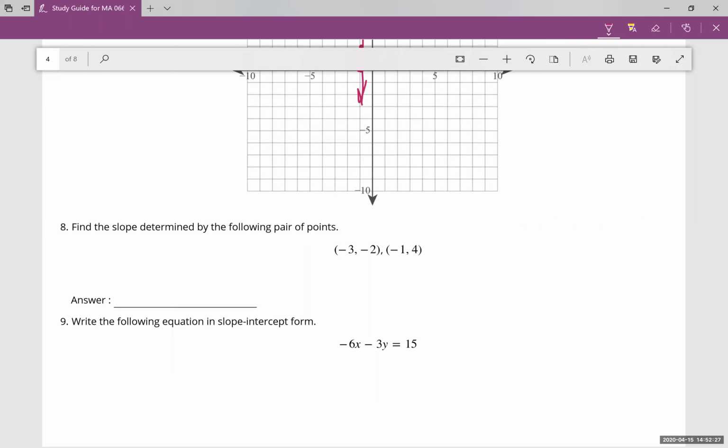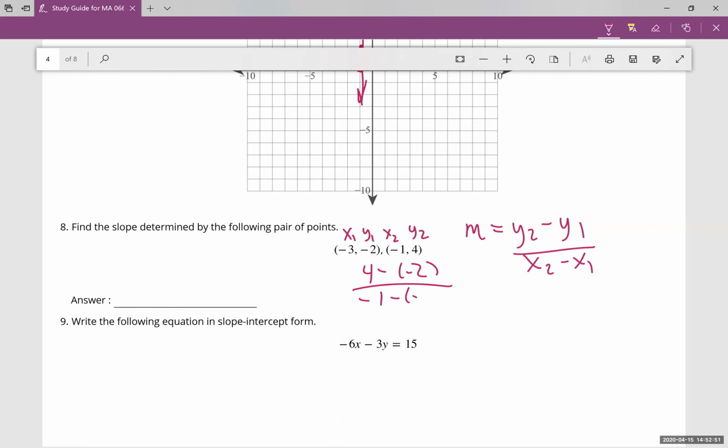Number 8, find the slope. The slope formula is on the formula sheet, so you don't even have to memorize it. But it's y2 minus y1 over x2 minus x1. And you can always label your points just to see how you do. So you have 4 minus negative 2 over negative 1 minus negative 3. 4 plus positive 2 is 6. Negative 1 plus 3 is 2. And that slope is equal to 3.